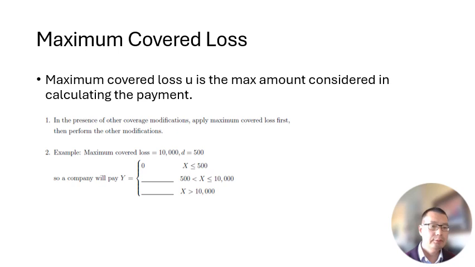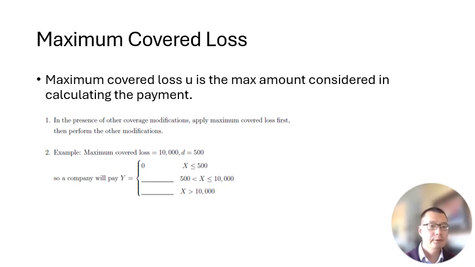In the presence of other coverage modifications, apply the maximum covered loss first, then perform the other modifications. This is the order because we have so many other modifications like deductibles or limits or inflations. But what you need to do is apply the maximum covered loss first, then perform the other modifications.